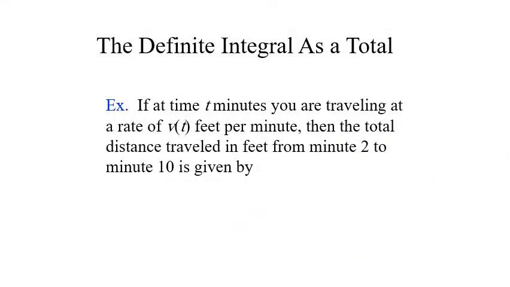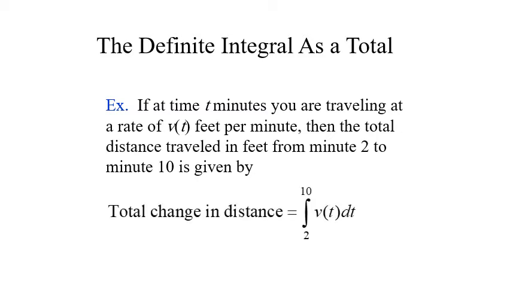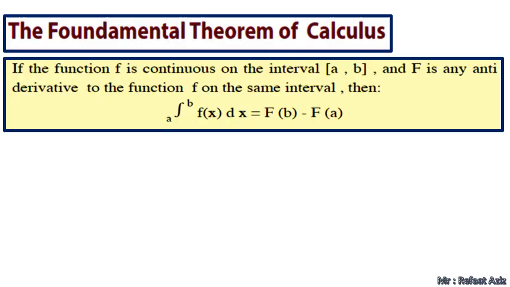The definite integral as a total. For example, if at time t minutes you are traveling at a rate of v(t) feet per minute, then the total distance traveled in feet from minute 2 to minute 10 is given by what? Yes, integration. The total change in distance is the integral from 2 to 10 of v(t) dt. Then this is the rate of change of the total distance.